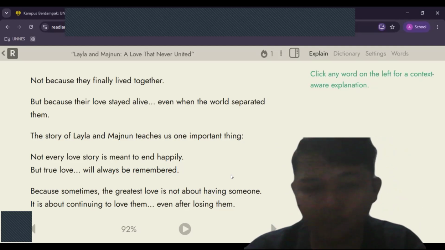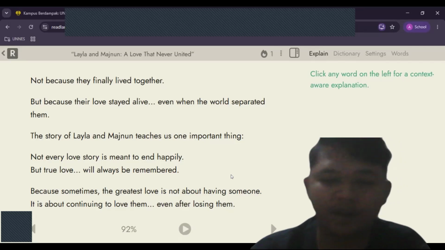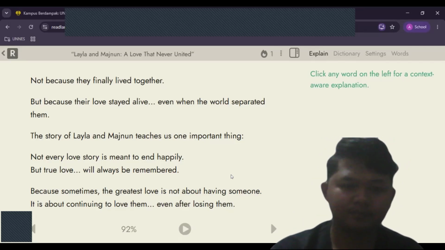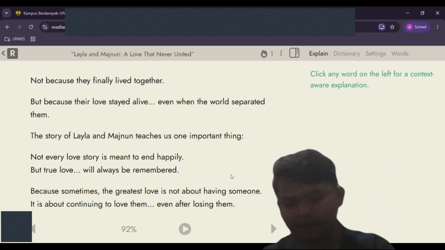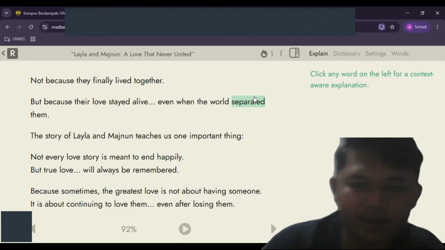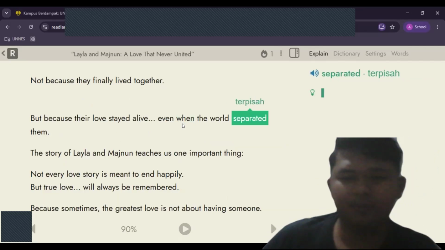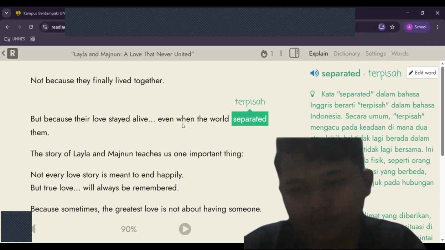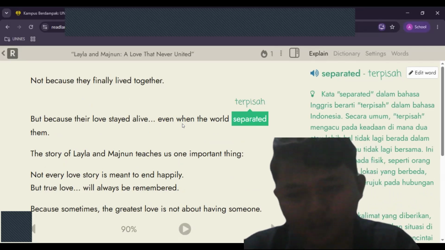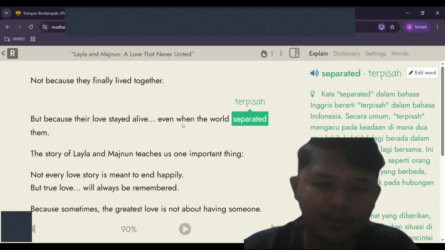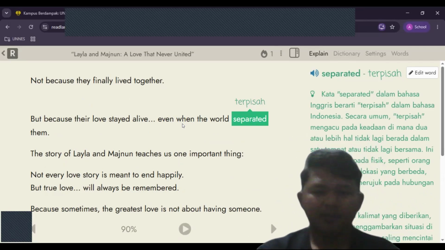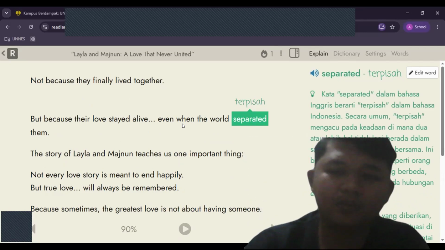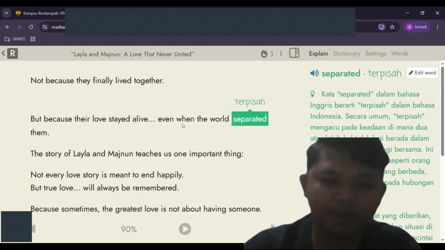Okay. So, what word do you guys find that is unfamiliar? Anyone? Oh, okay. You think separated is unfamiliar, okay? Like usual, I will type the word and say the meaning. So separated means terpisah. Terpisah, as you guys know, it's like people are not together again. Separated is also a verb from separate. Okay? Do you guys understand?